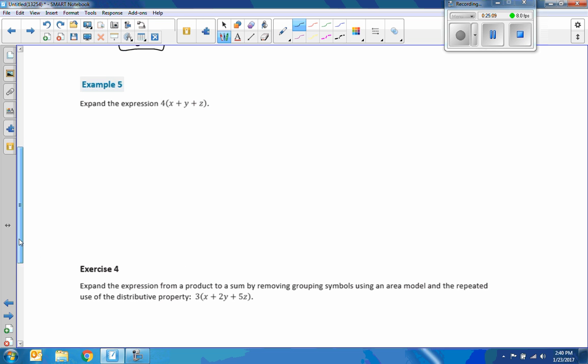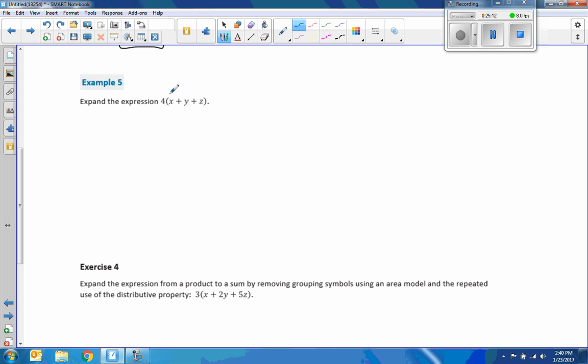Example 5. Expand the expression. So all we're doing is distributing. So I'm going to get 4 times x, which is 4x, plus 4 times y, which is 4y, plus 4 times z, which is 4z.